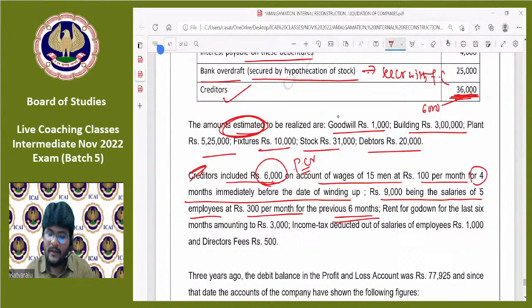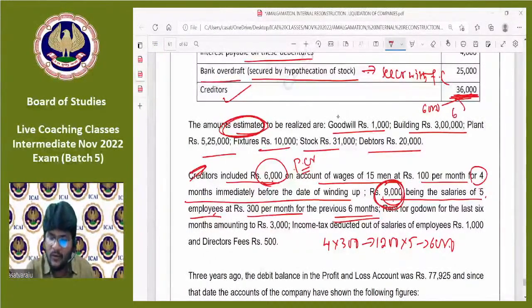Can you please tell me, guys, all of you? 9,000 being the salaries of 5 employees. For each employee, only 4 months salary I should need to consider as a preferential creditor. 4 into 300 per employee 1200. 1200 into 5 employees 6,000. That means out of this 9,000, another 6,000 only is the preferential creditor. What about the other 3,000? 3,000 is the unsecured creditor.